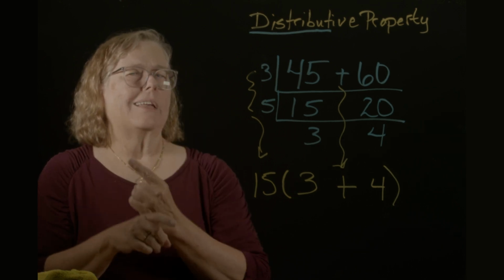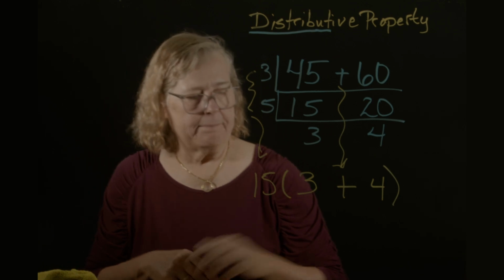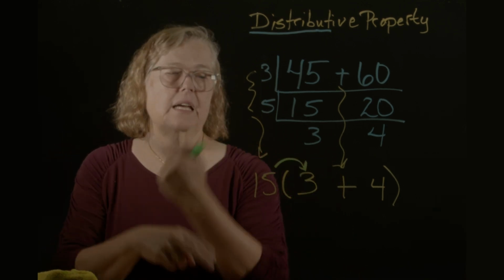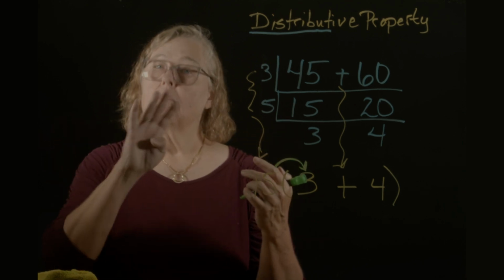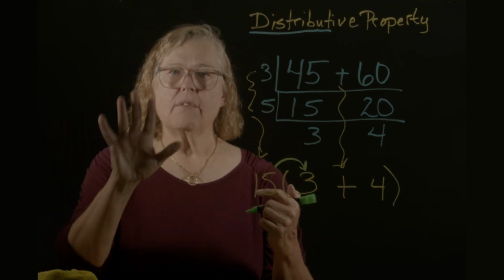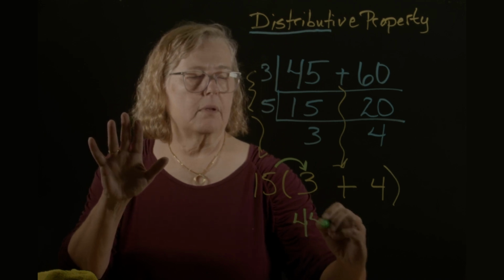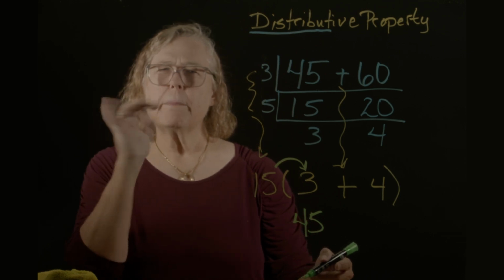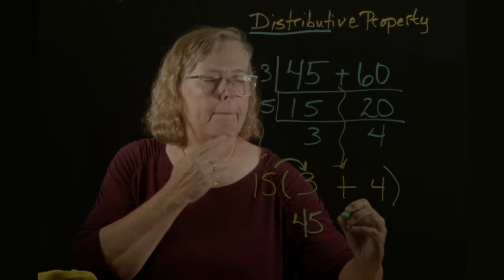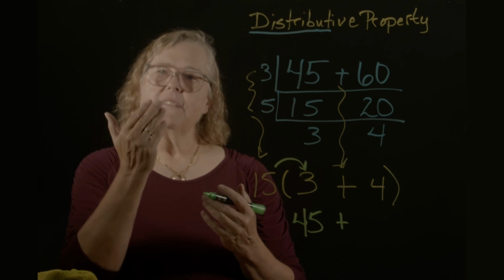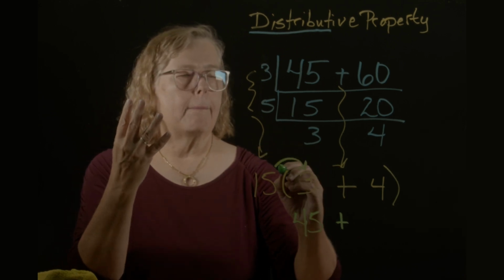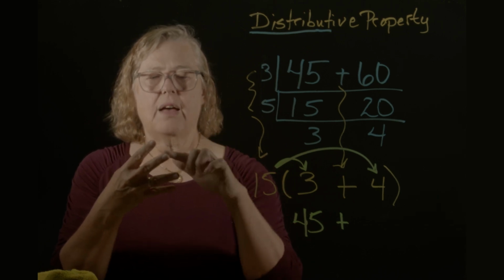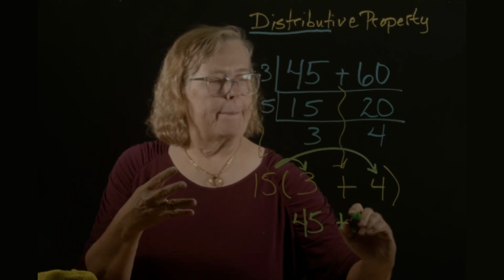I think maybe we should check it. Let's make sure that we got this right. Let's just check it. So 15 times 3 is what? 45. Good job. 15, 30, 45. Huh. That looks the same. It looks familiar. Plus, what is 15 times 4? 15, 30, 45, 60. Okay.